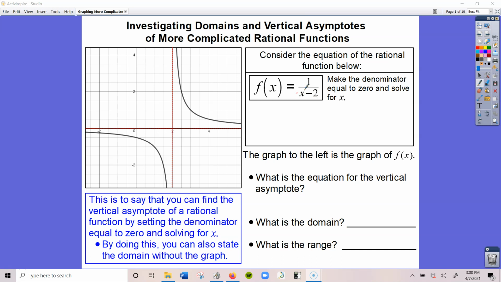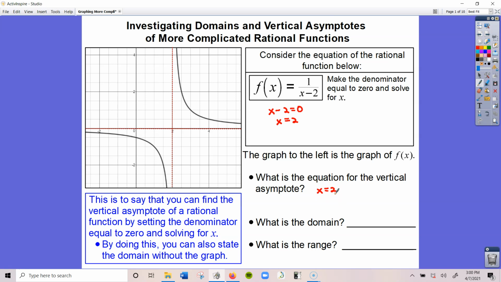Now if we take the denominator and we make it equal to 0 and solve for x, we get that x is equal to 2. If you look at the graph, that's exactly where we have the vertical asymptote. So that is to say, which is what I have here, that you can find the equation of the vertical asymptote of a rational function by setting the denominator equal to 0 and solving for x. So that means that the equation for the vertical asymptote here is x is equal to 2.